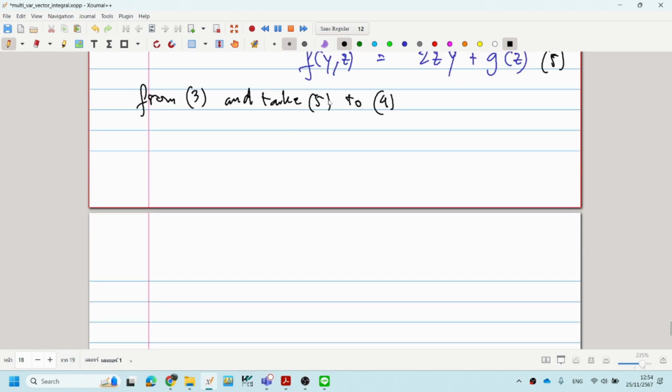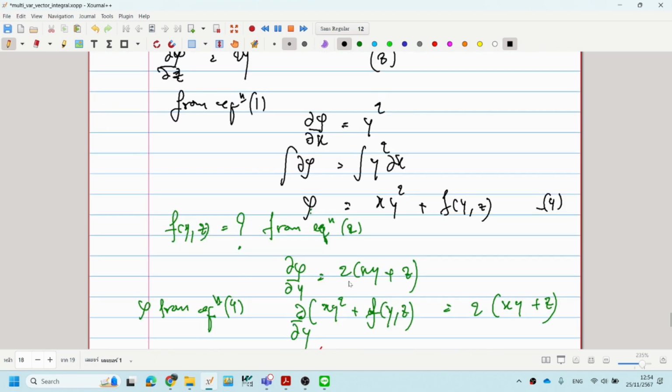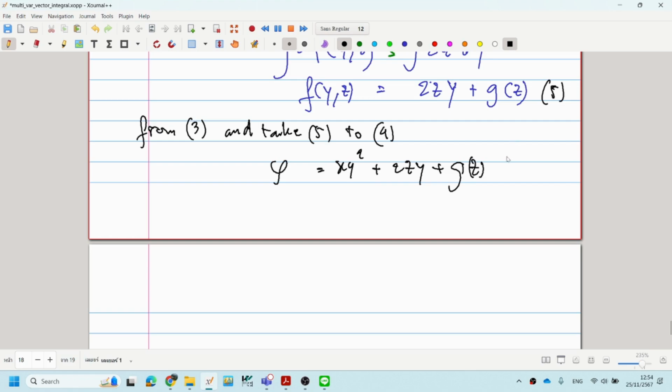Right now you got the potential function equal to equation number four, x y square plus 2cy plus g c, right? Equation number six.